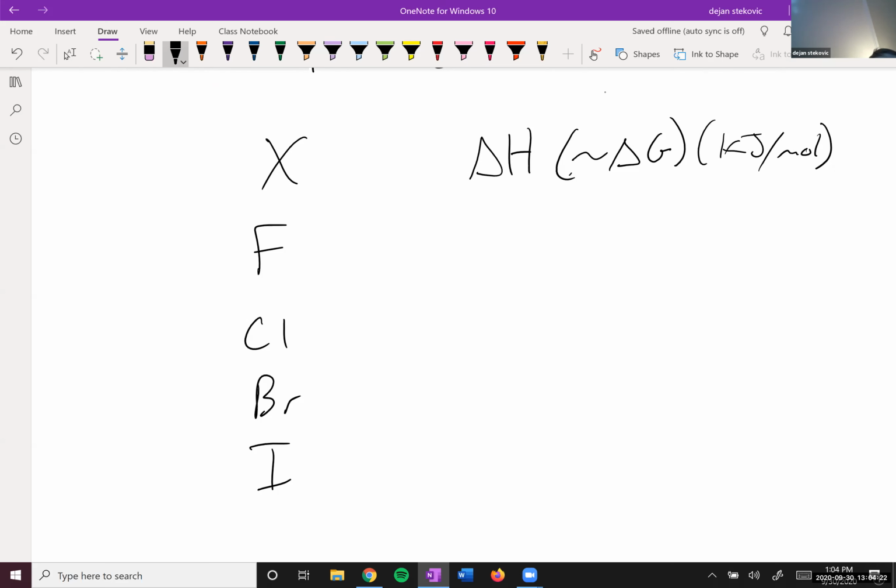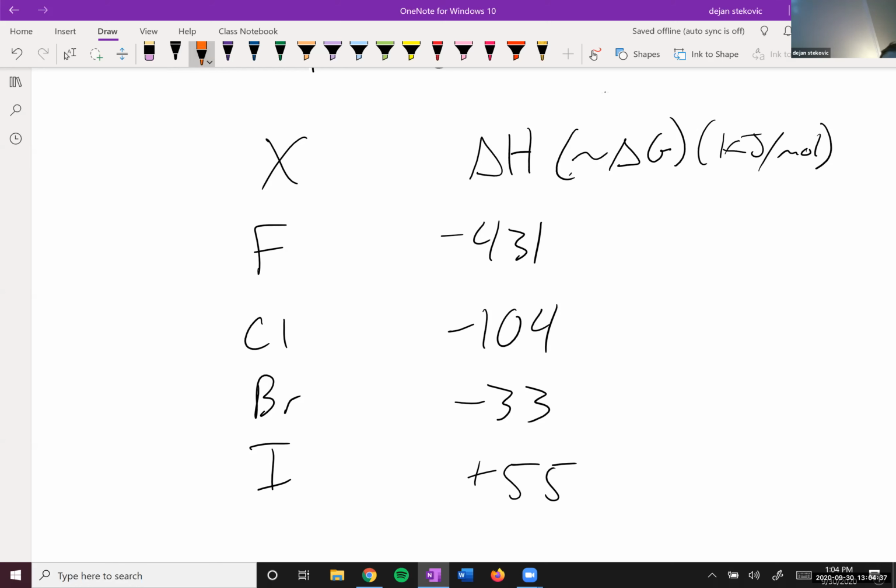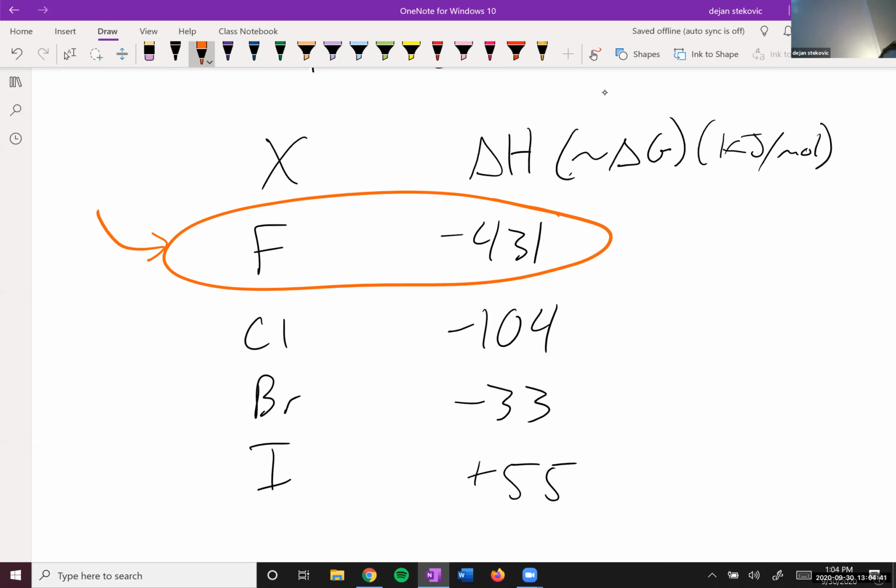And the values here are negative 431 kilojoules per mole, which is hugely exothermic, negative 104 kilojoules per mole, which is also very exothermic, negative 33 kilojoules per mole, exothermic still, and then plus 55 kilojoules per mole. So let's take a look at some of these values. First off, this 431, this is just massive. And so it's too exothermic to be practical.